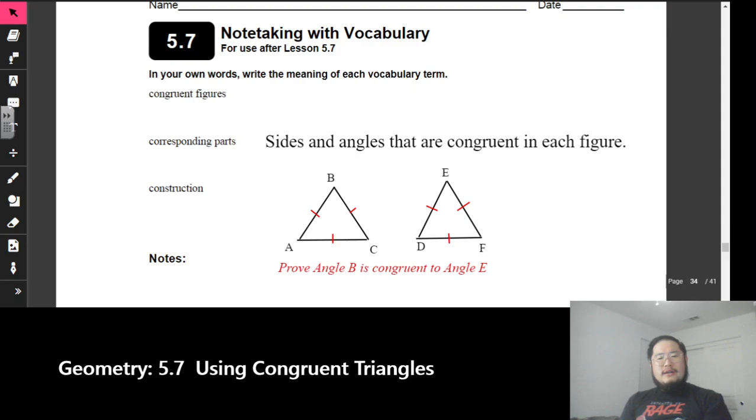I have right here already drawn out two triangles, triangle ABC and triangle DEF. So go ahead and include that into your notes. And the idea behind what we're proving today is this. It's not proving that the triangles are congruent, although that's the first part. In red, it says we're going to prove that angle B is congruent to angle E.